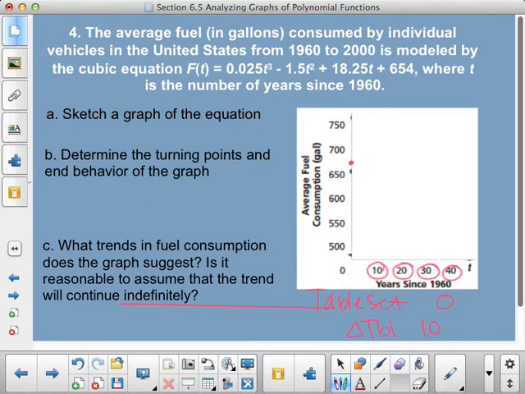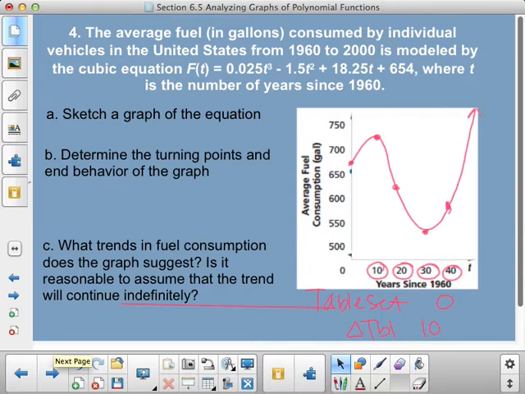So if you did this, you should get 0, and then you should get 654. At 10, you should have gotten 711.5. At 20, you should have gotten 619. At 30 years, it was 526.5. And at 40 years, it was 584. Okay. So I'm going to go ahead and connect these. This is the fuel consumption. It goes on like that.